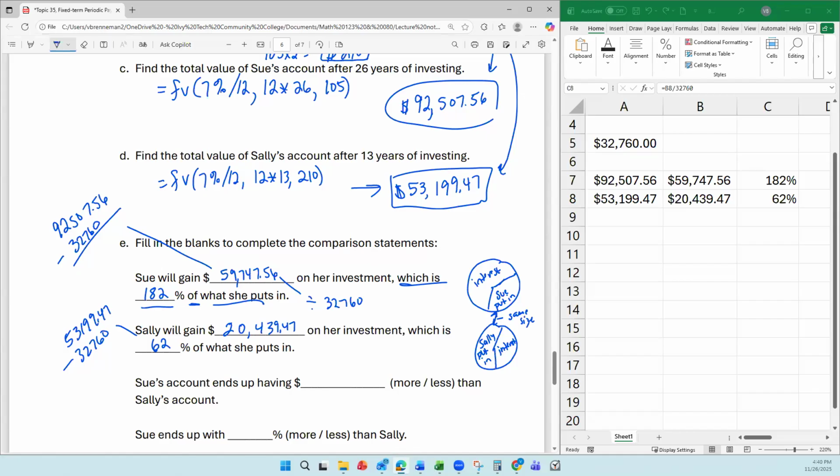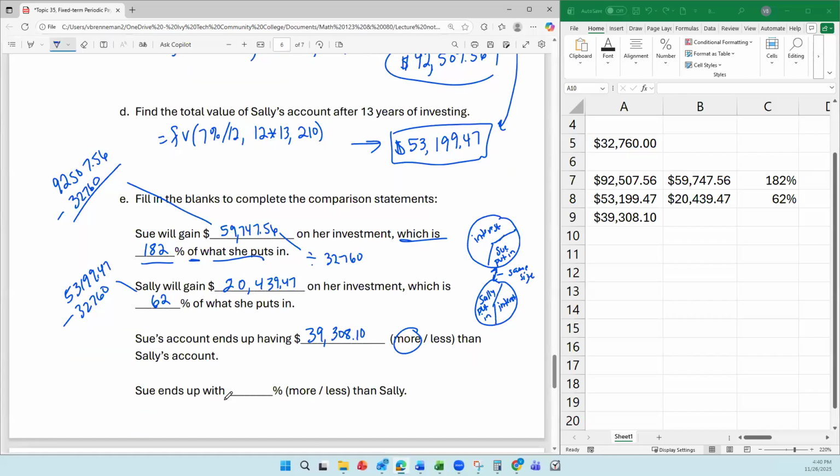Okay, Sue's account ends up having how much more or less? Sue's account has more than Sally's by how much? Let's go in here, and I'm just going to take this guy minus this guy. 39,308 and 10 cents.